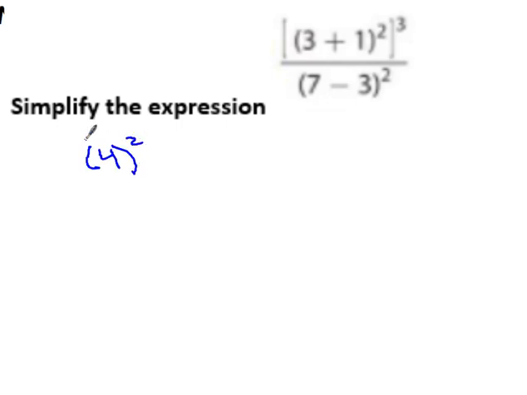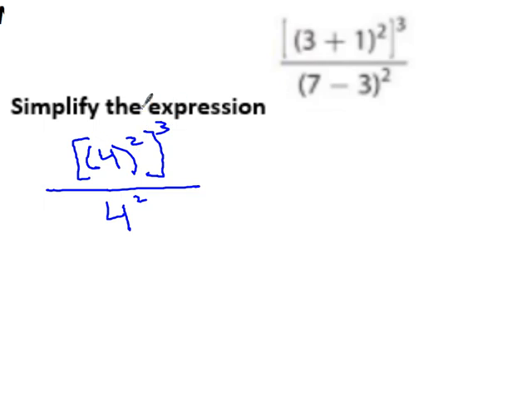And that's all raised to the power of 2. And then I've got these brackets around here showing that all of this is raised to the power of 3. And all of that is over 7 minus 3, which is 4, and that's going to be 4 squared.